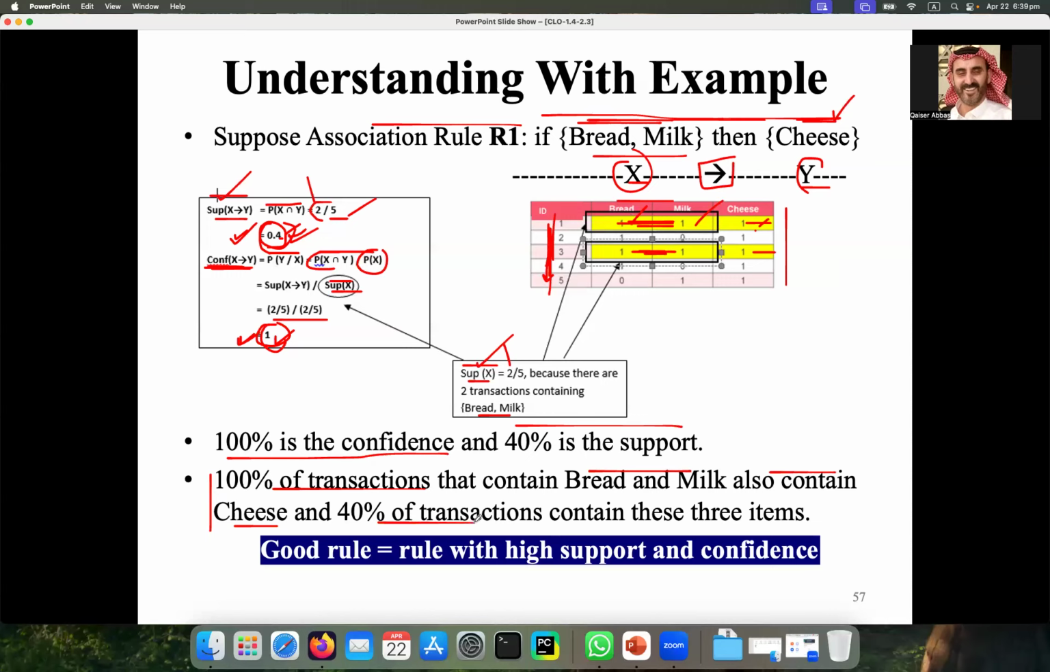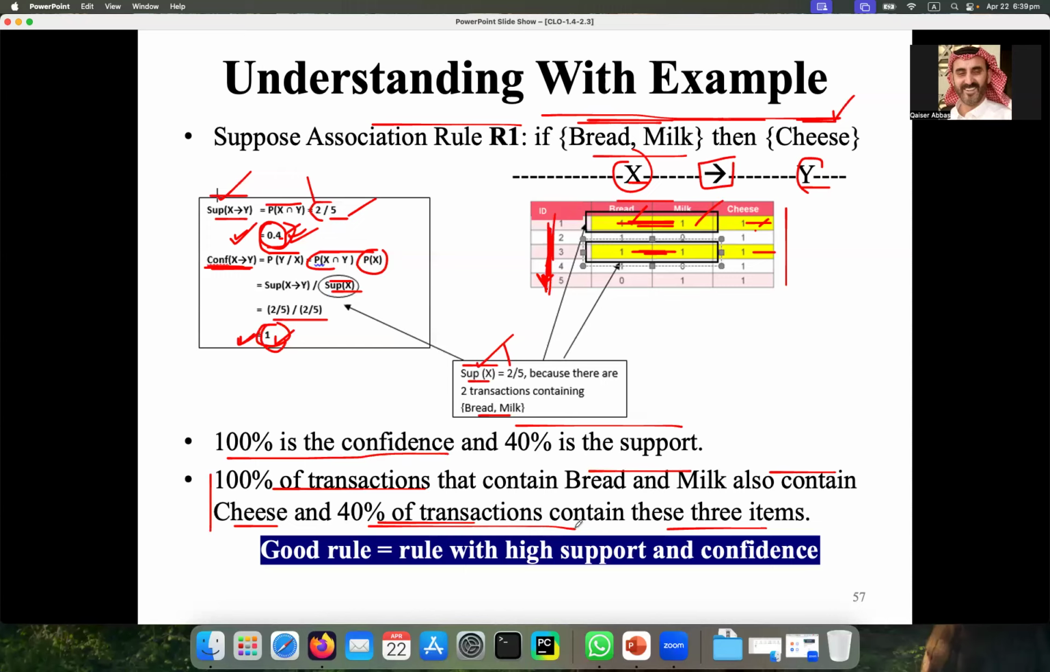And 40% of the transactions contain 3 items. What percentage of the transactions contain bread, milk, and cheese as a bought state? There are only 2, and those 2 are the 40% of these 5 transactions. This is what is written here in sentence form, nothing else.